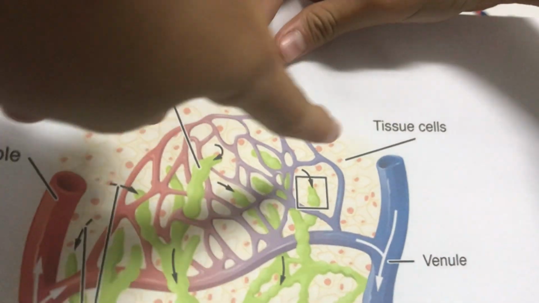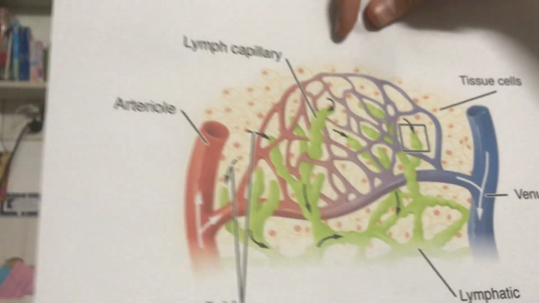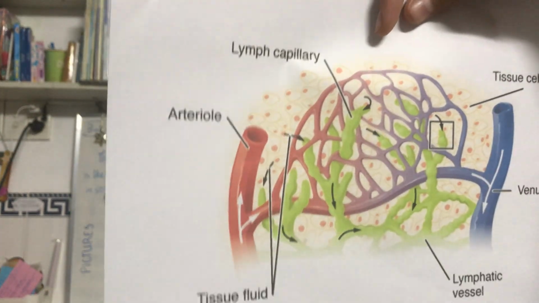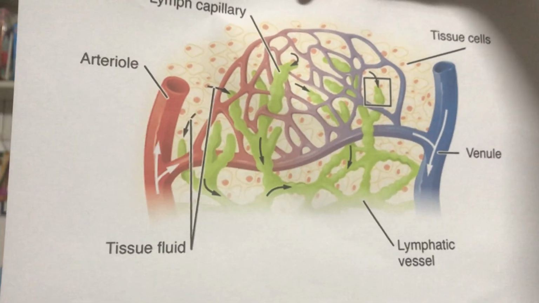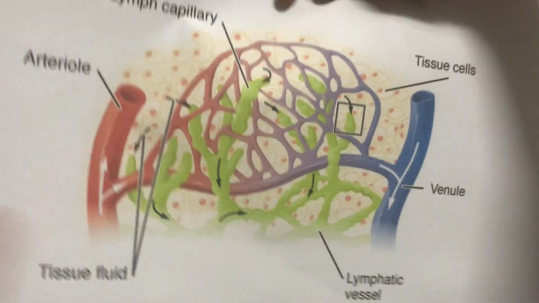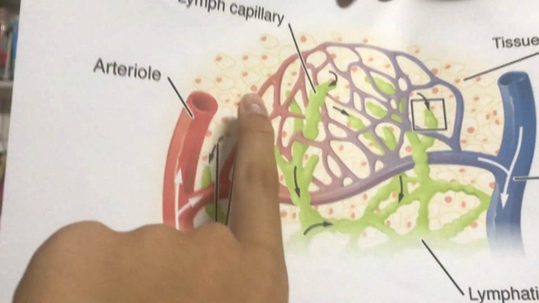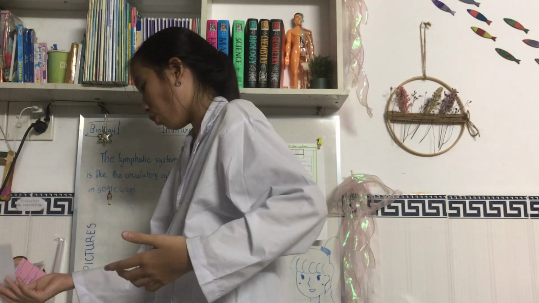Here are the tissue cells. Here is the venule, which is part of the bloodstream. There are also the arteries, the lymph capillary, the tissue fluid that, like I said, is floating around everywhere, and the lymphatic vessel. Now, this absorbs the fluid outside and dumps it back into the system. So it is almost like a cycle.